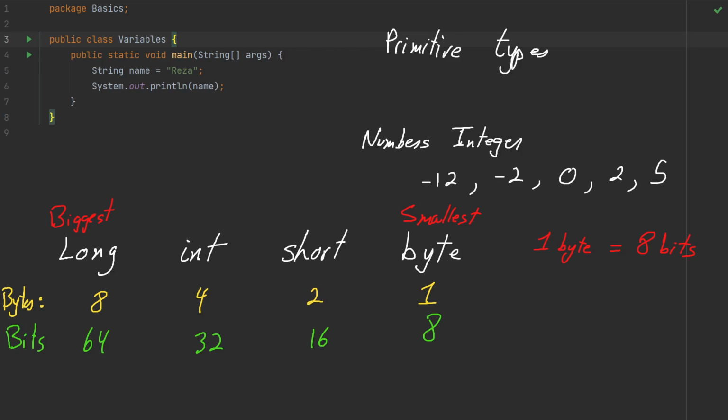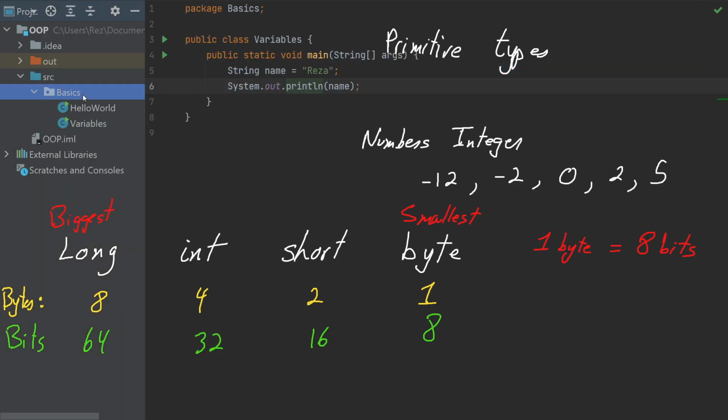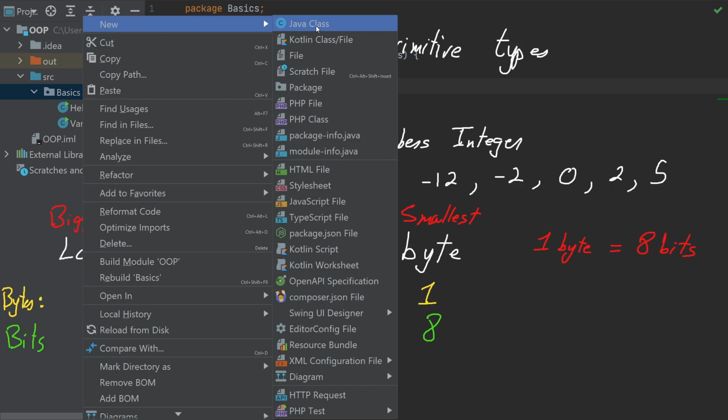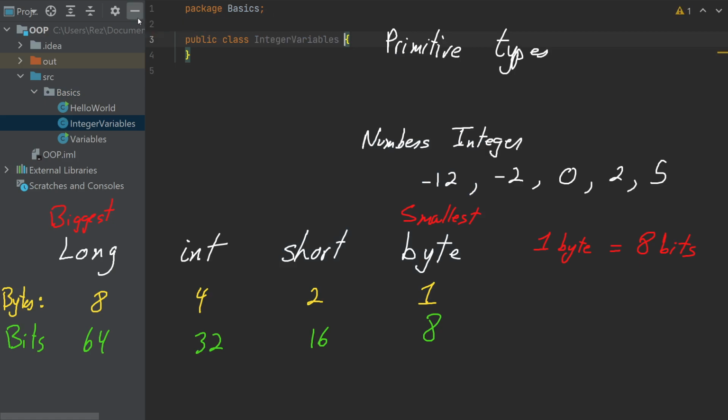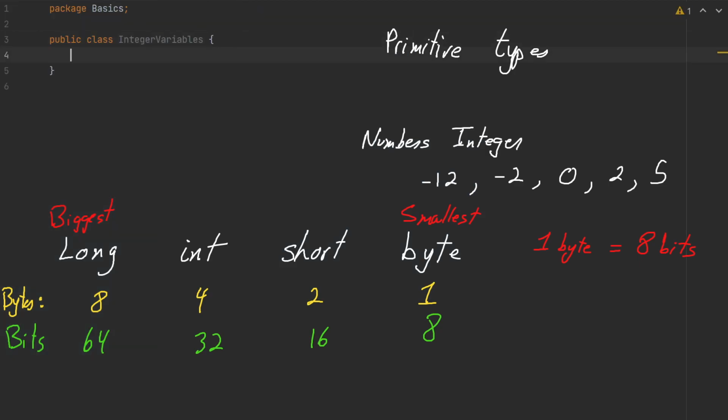Now, there is some stuff we need to note. So let's go ahead and create some variables here. This, we could leave it there. Or, you know what, let me go create a new one. So let's say basics, and we're going to say integer variables. Okay.